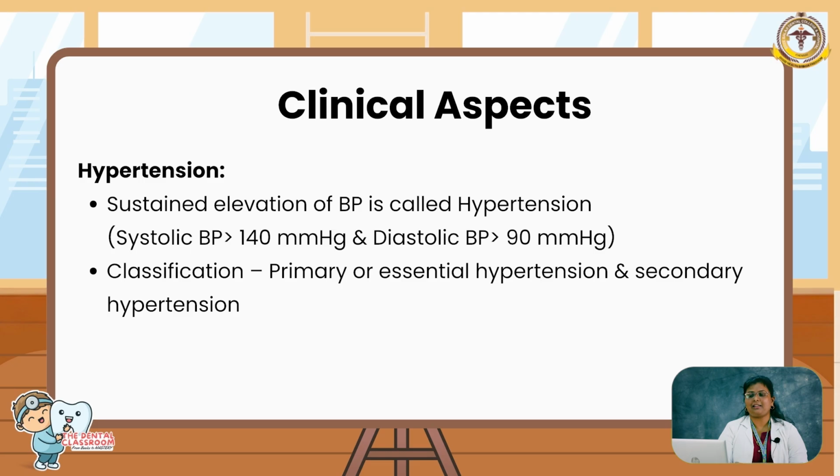One is primary or essential hypertension and another one is secondary hypertension. In essential hypertension, the reasons can be salt reabsorption or fluid retention in the body, or increased sympathetic activity because of lifestyle modification. All this causes essential hypertension. Secondary hypertension is because the primary cause is something else, either renal artery disease, renal dysfunction, or endothelial dysfunction, which can lead to secondary hypertension.